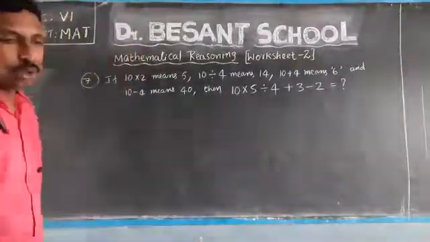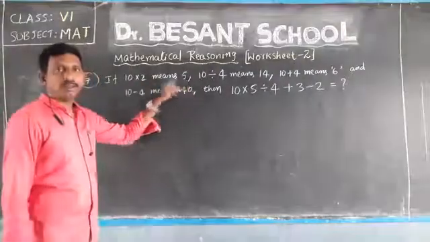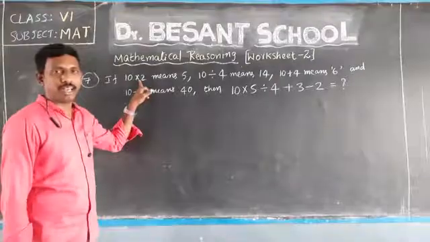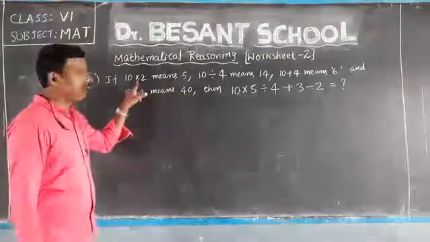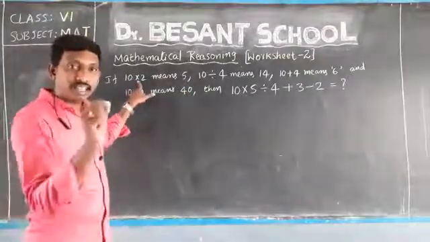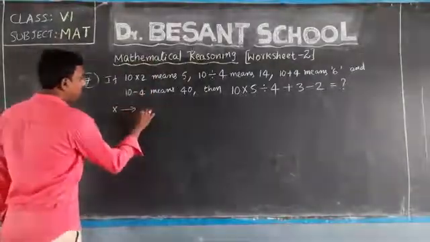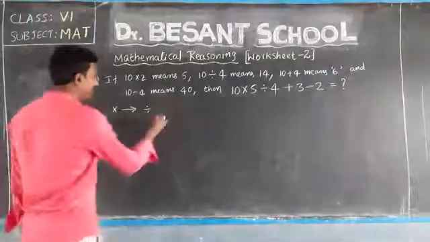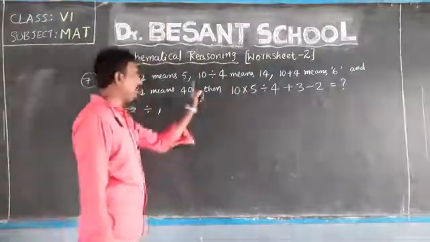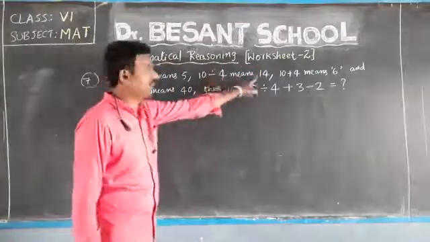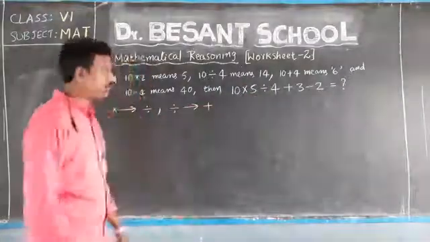If you have a look over this, you can easily understand: 10 into 2 means 5. 10 into 2 actually how much? 10 2s are 20. But here 10 into 2 is given as 5. That means here into is used as divided by. So that is to be understood in this problem. Next, 10 divided by 4 means 14. That means here 10 plus 4 is equal to 14. So divided by is used as plus.